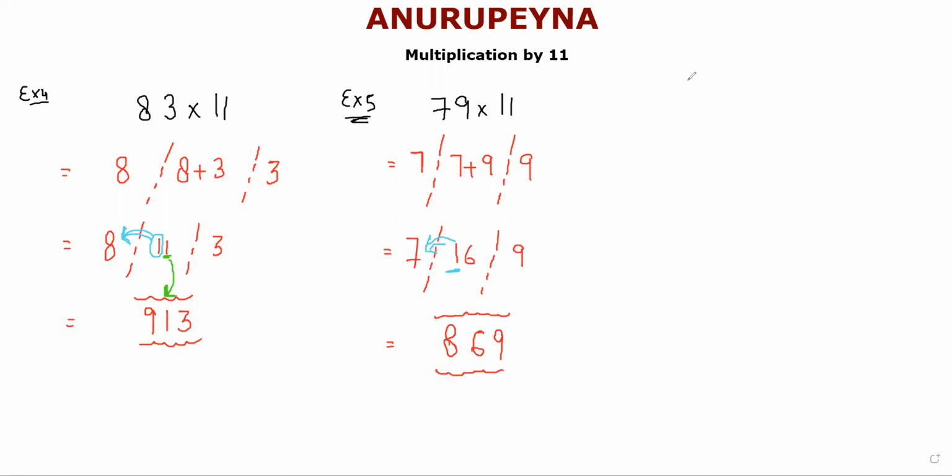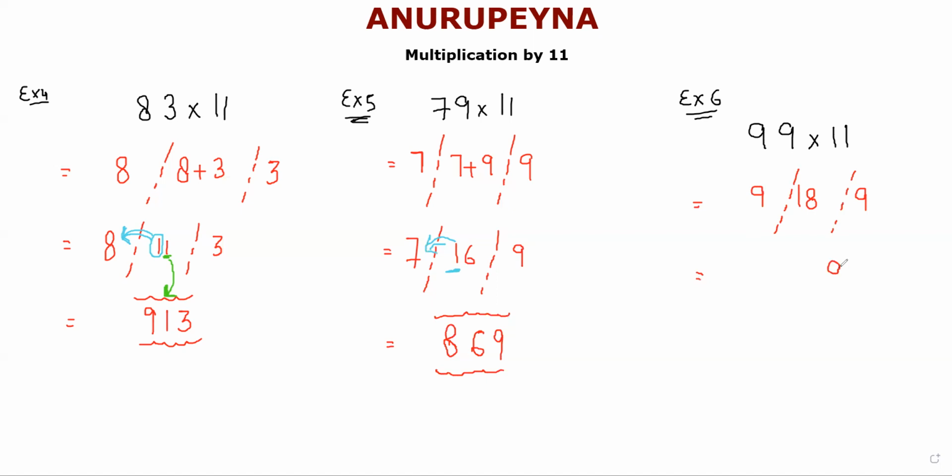Let me take another example. For example, you have the number 99 with 11. Okay, 99 with 11. So you say that the rightmost is 9. The middle is 9 plus 9, 18. Should I write this? Okay. And then the leftmost is 9 itself.